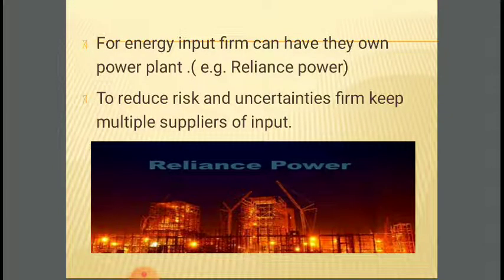For energy input, firm can have their own power plant. See, nowadays almost all the organizations are using capital intensive techniques, and for production, electricity becomes the pre-requirement. In that situation, what can they do? In India, that is the scenario. We are having one day off for electricity. It means you will have 24/6 production only. Now we are having so many firms who want to produce product on a 24/7 basis.